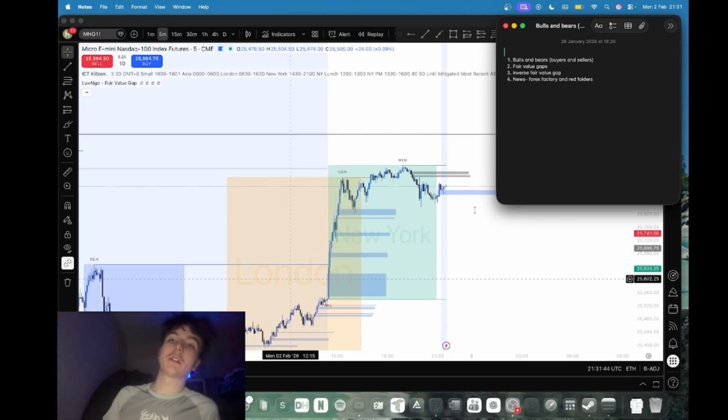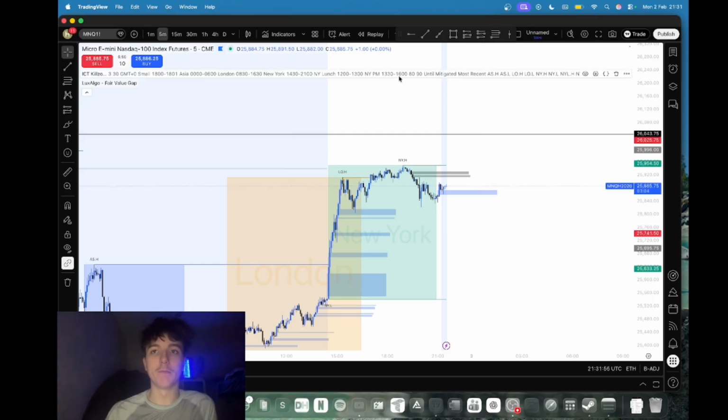So here's what we're talking about today: bulls and bears, buyers and sellers, fair value gaps, inverse fair value gaps, and news. So first, bulls and bears.